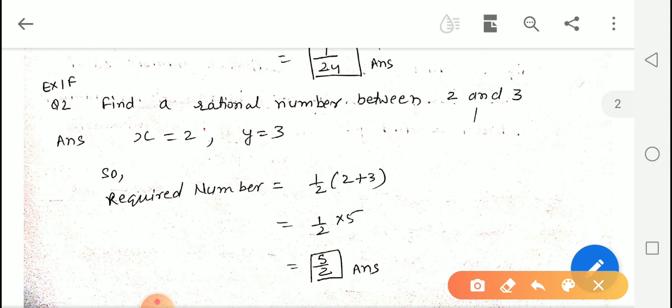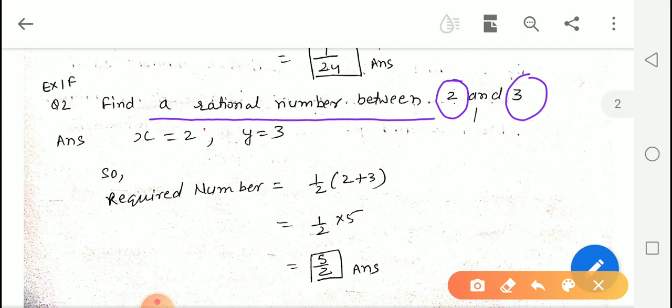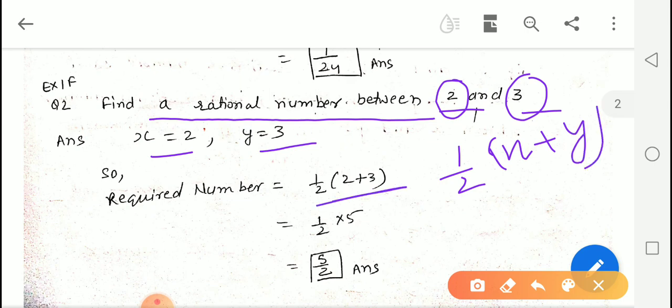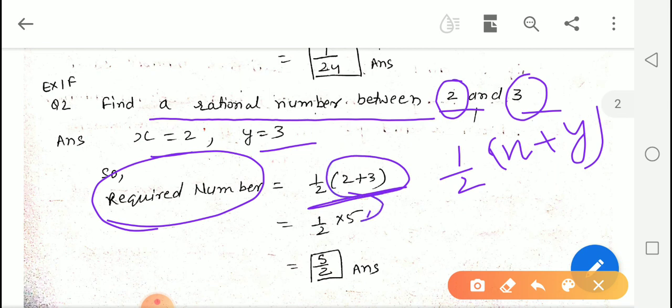Here, find a rational number between 2 and 3. Here both are whole numbers and they are rational numbers also. So x is 2 and y is 3. So 1 by 2 of (x plus y), we will write it as this. This is our required number. So 2 plus 3 is 5. Then 5 is multiplied by half. So 5 by 2 is the required rational number between 2 and 3.